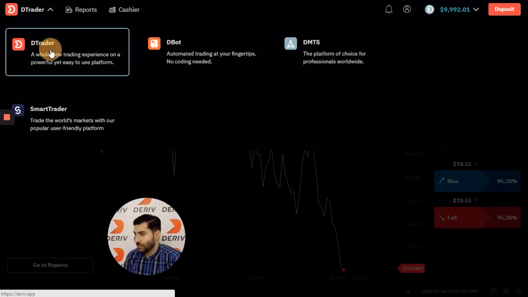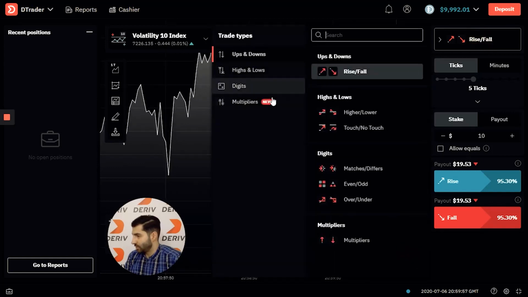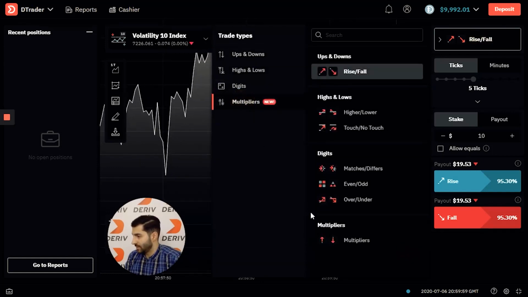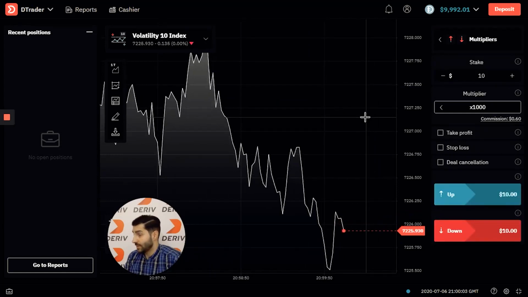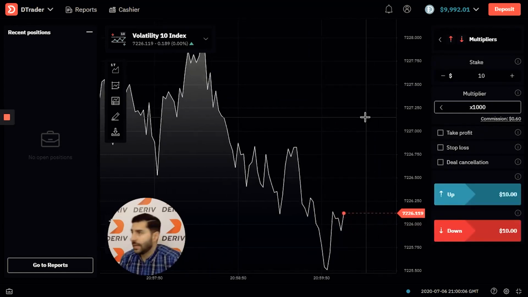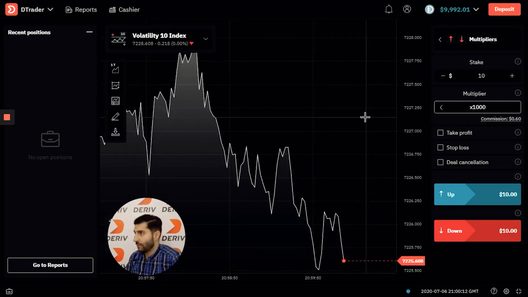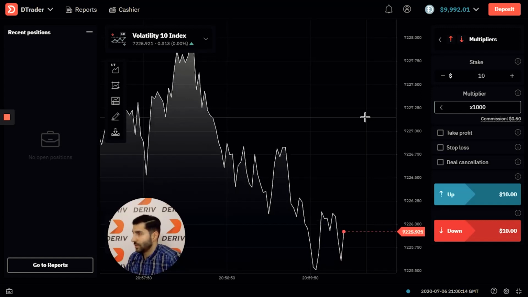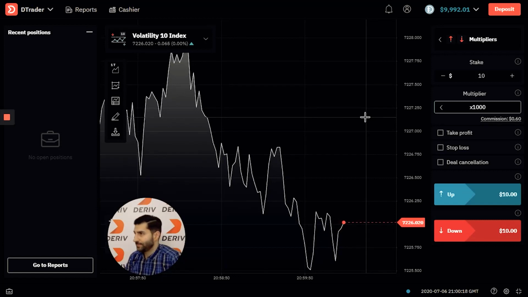So navigating to the dTrader platform here, you'd go to this section over here to change the product. You'd select multipliers there and then set multipliers over there, and you're all set. Multipliers combine features of binary options and CFD trading. So if you understand either of those, you're already halfway there to understanding this new product. Either way, it's quite straightforward and very easy to get the hang of.